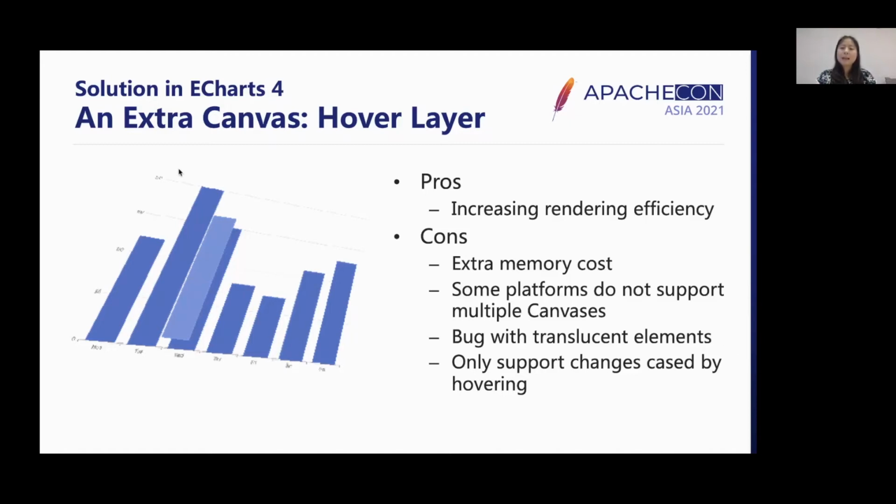Second, there are platforms that do not support multiple canvases, like WeChat Mini Program. In these platforms, we cannot use an extra canvas for the hover layer. Third, since the original element is not cleared in the main canvas, it may cause rendering bugs if the modified elements are translucent, in which case we can still see the old elements beneath.